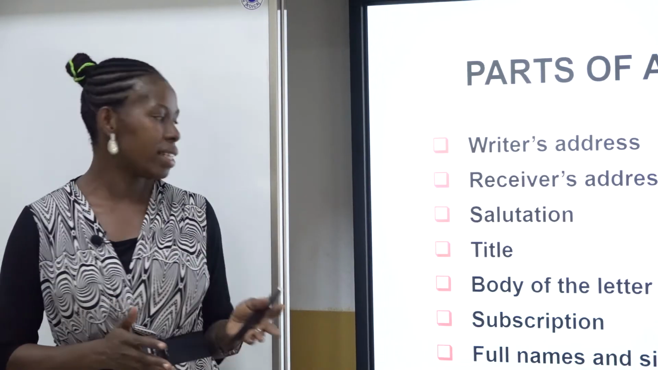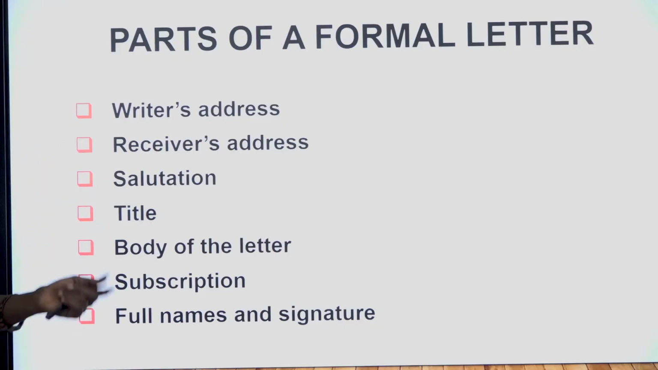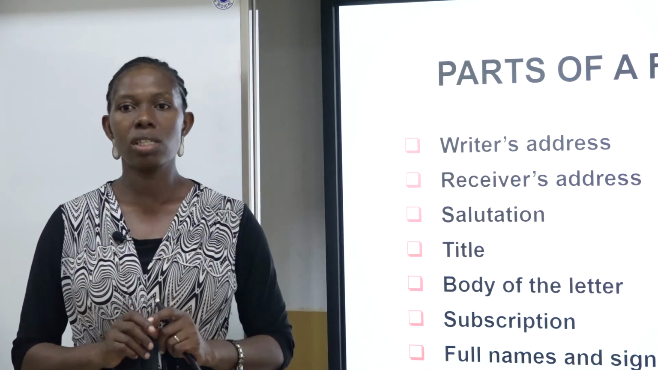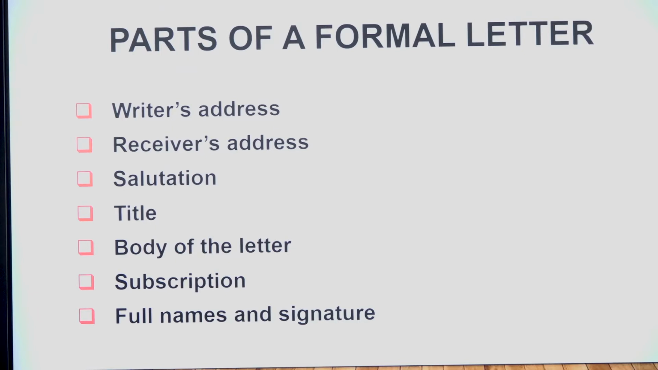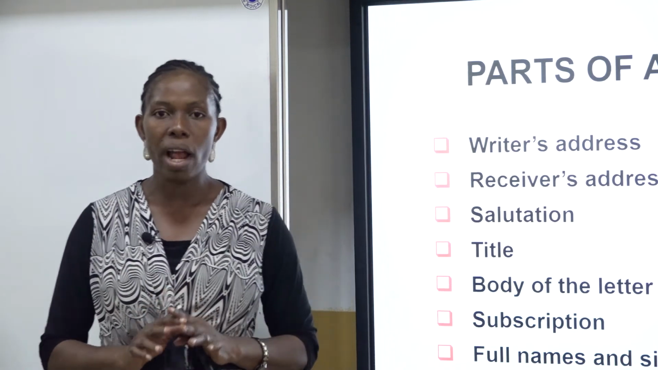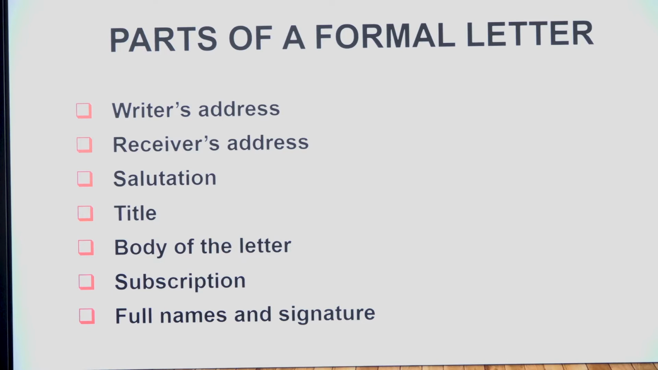And at the end of your letter, the next thing that follows is the subscription. What is the subscription? Subscription is the closure of the letter. In subscription, the formal letter only accepts one type of subscription. The subscription is yours faithfully. When you subscribe, you now sign your signature. Yours begins with capital Y, faithfully begins with small f. And then you append your signature and you write your full names. A formal letter requires writing of full names and signature.